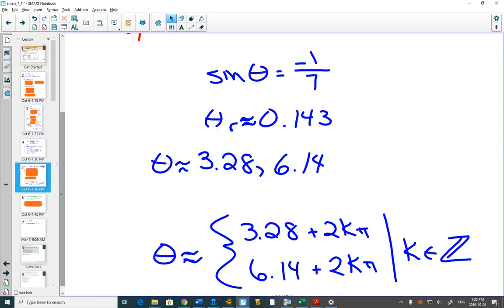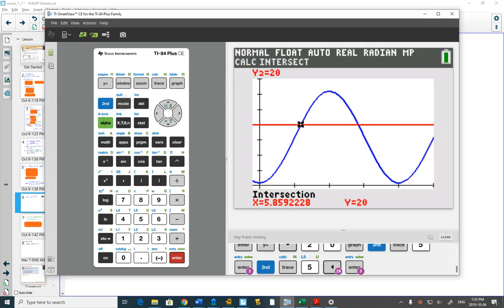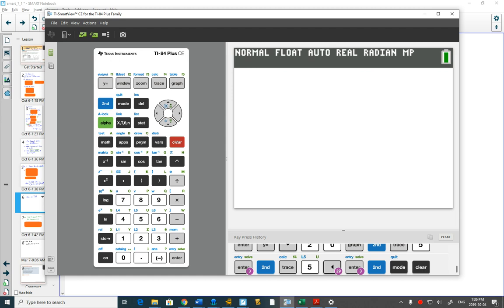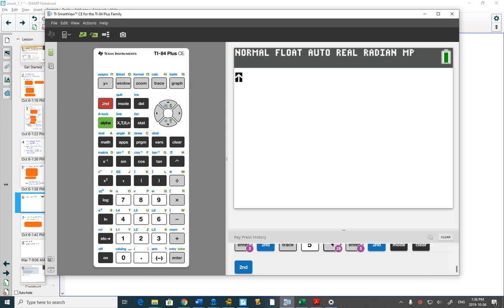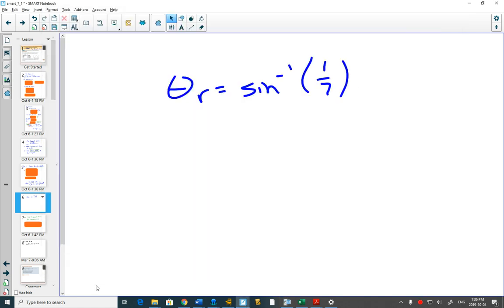So, go to our calculator. I'm going to open up a new page. First of all, to find your reference angle, the right way, you would do sine inverse of 1/7, right? So you take out your calculator and make sure that you're in radians. Second, sine inverse 1 divided by 7. 0.143. That's what we wrote for our reference angle.